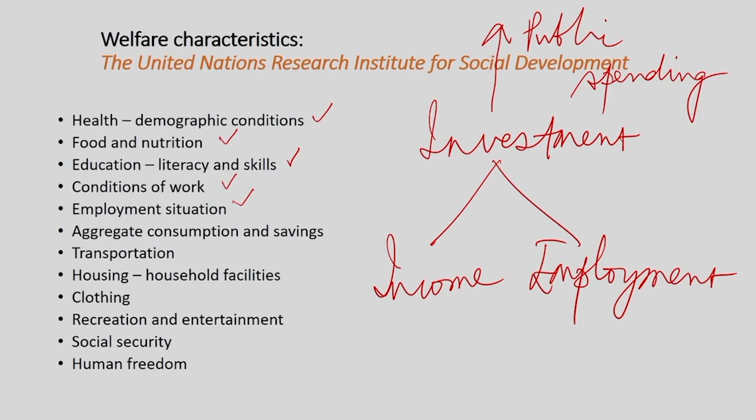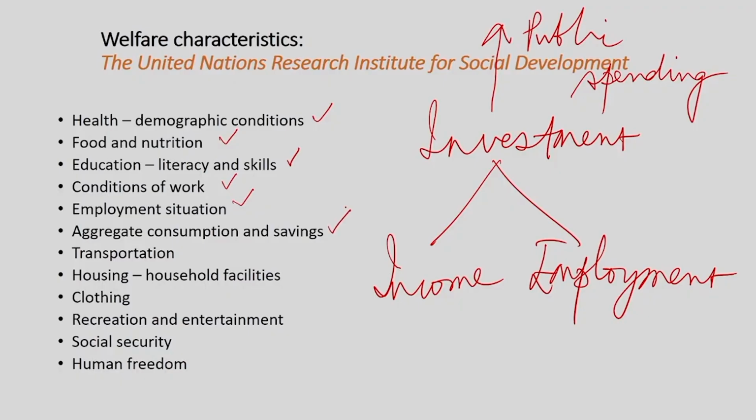Then another welfare characteristic that the United Nations Research Institute for Social Development outlined, that is aggregate consumption and savings. Okay? Transportation, housing facilities, household facilities, clothing, recreation and entertainment, social security and human freedom. Human freedom, I mean freedom of speech, freedom of expression, freedom to express your differences, freedom to dissent.